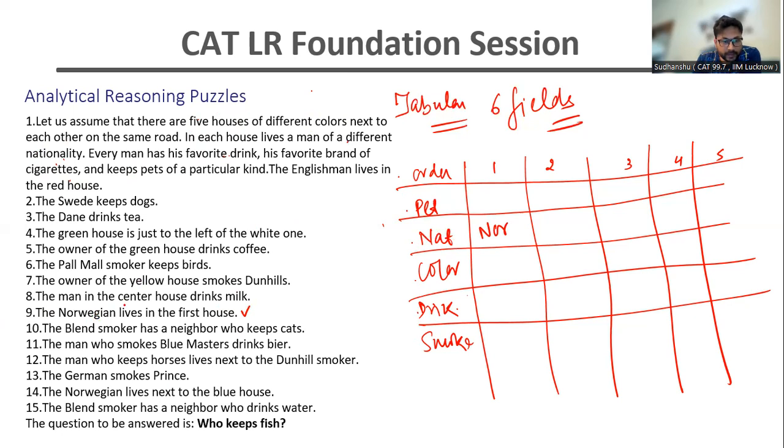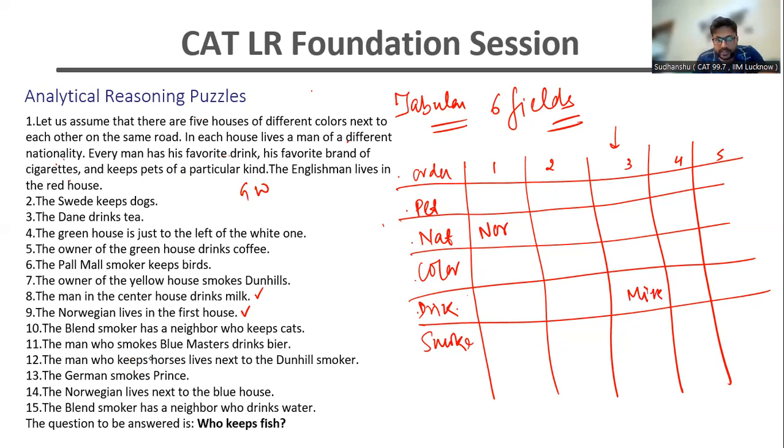What else? The owner of the yellow house. What is another free gift? Let us find out. While we are finding free gifts here, the greenhouse is just to the left of the white one. So green is left of the white one. That is something which we know. Now the man in the center house drinks milk. Center means the number 3 house will drink milk. Another free information. Lovely to have such free information. So that is also done.